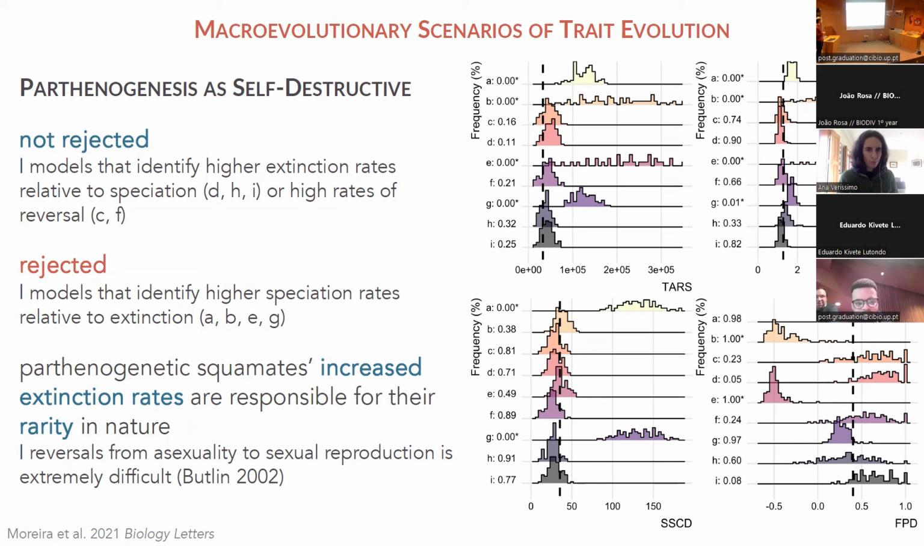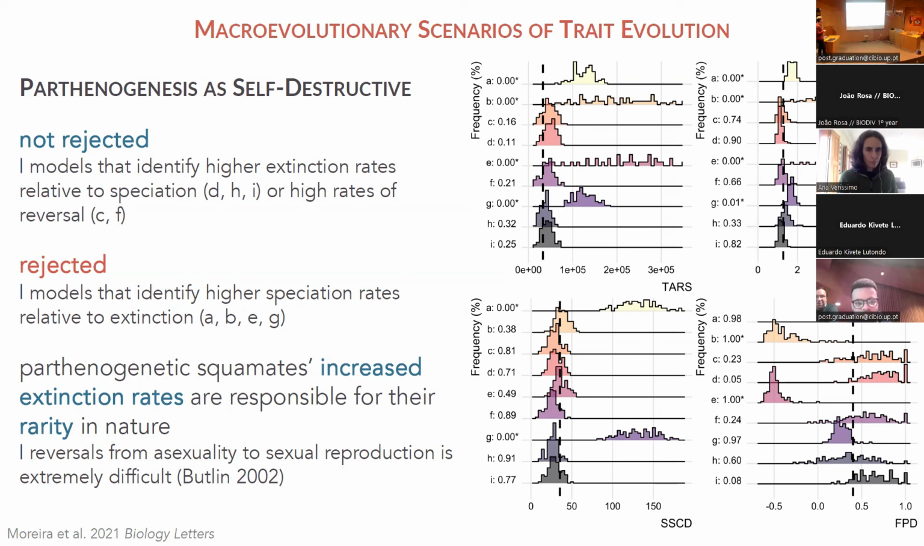And then we can reject or not this given scenario, and we get to the conclusion that parthenogenesis is self-destructive because we do not reject any model that identify higher extinction rates relative to speciation. So parthenogenesis in this case would have higher extinction rates and lower speciation, or even scenarios where high rates of reversal were identified, which is C and F. I will not go into too much detail. And then we reject the models that identify higher speciation rates relative to extinction. So, for example, if the trait is gained very fast, we reject these models.